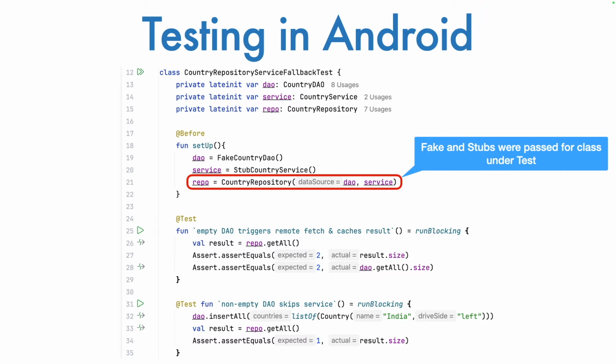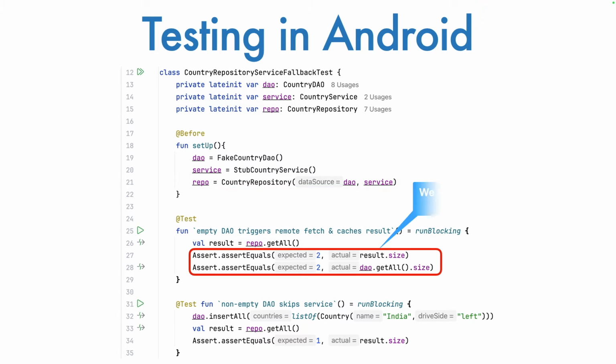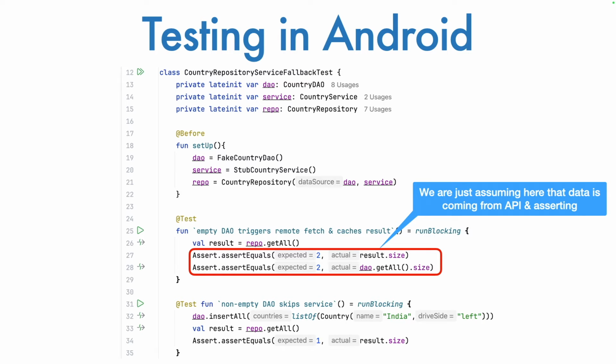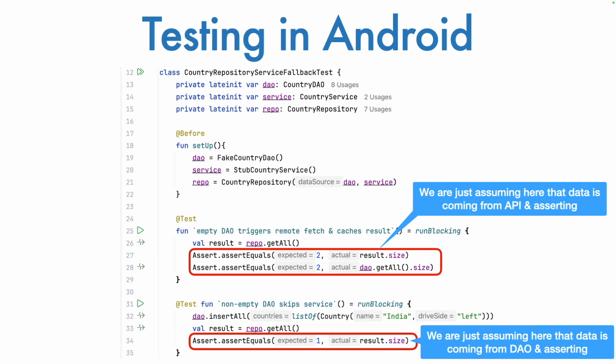If you observe the tests written at line number 25 or 31, we are just assuming that the data is coming from an API and asserting based on that behavior. And in the next one, we are just assuming that the data is coming from a DAO and asserting based on the behavior. We are testing the final behavioral outcome and asserting based on that.